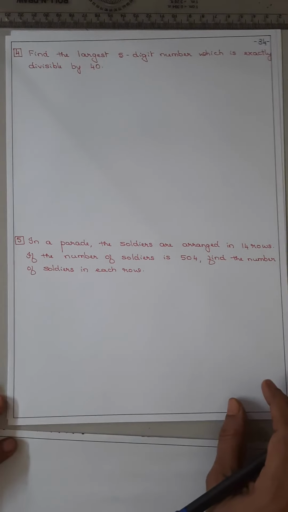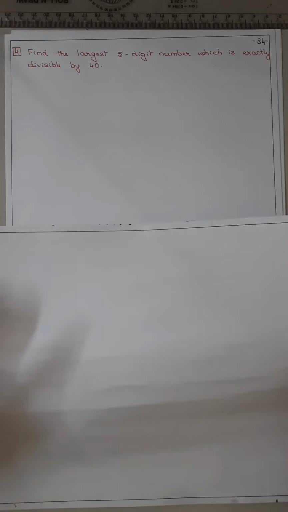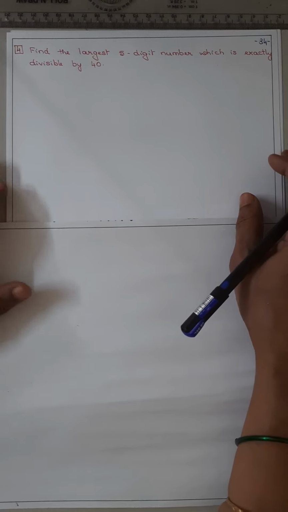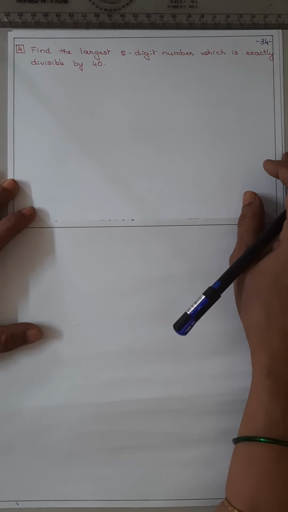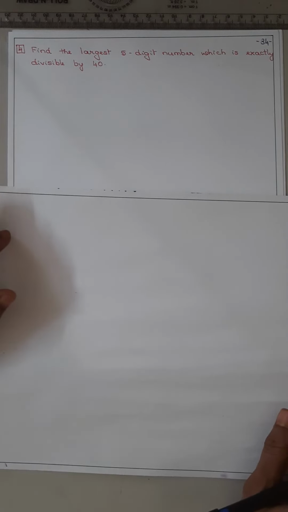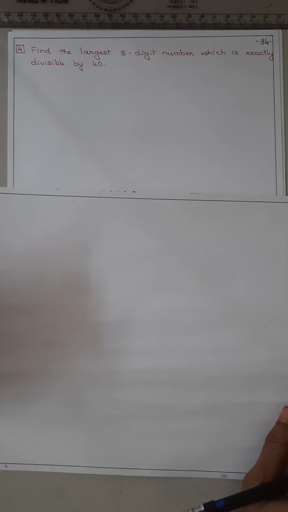And now coming to question number 4. Find the largest 5-digit number which is exactly divisible by 40. The largest 5-digit number which is exactly divisible by 40 means, largest 5-digit number क्या आएगा? 99,999. It is not exactly divisible by 40, तो दूसरा उससे थोड़ा कम रहेगा, है ना, उससे छोटा नंबर.